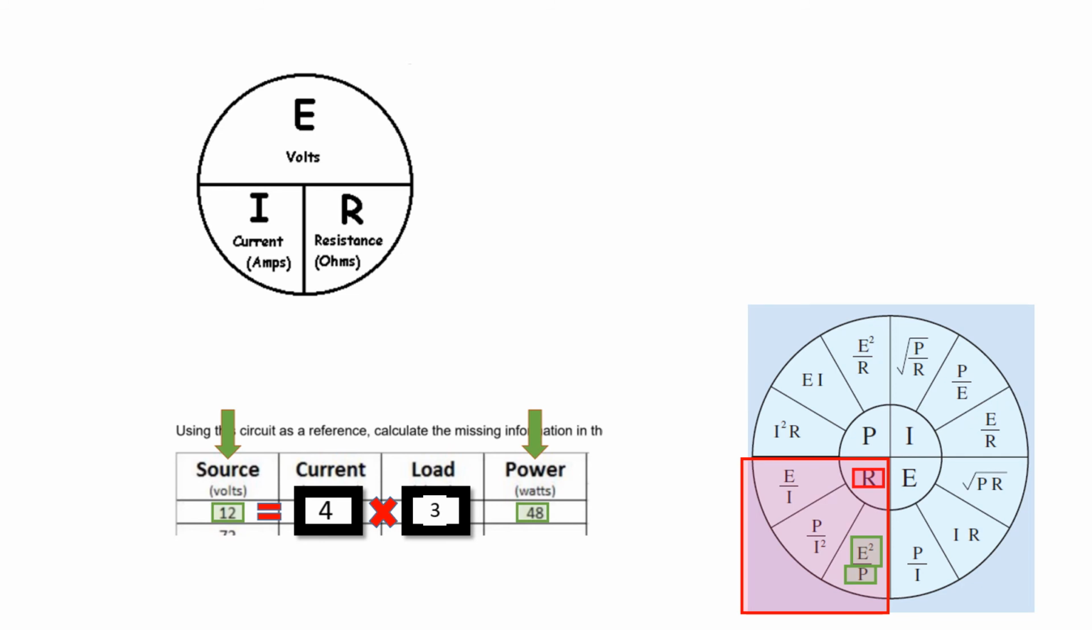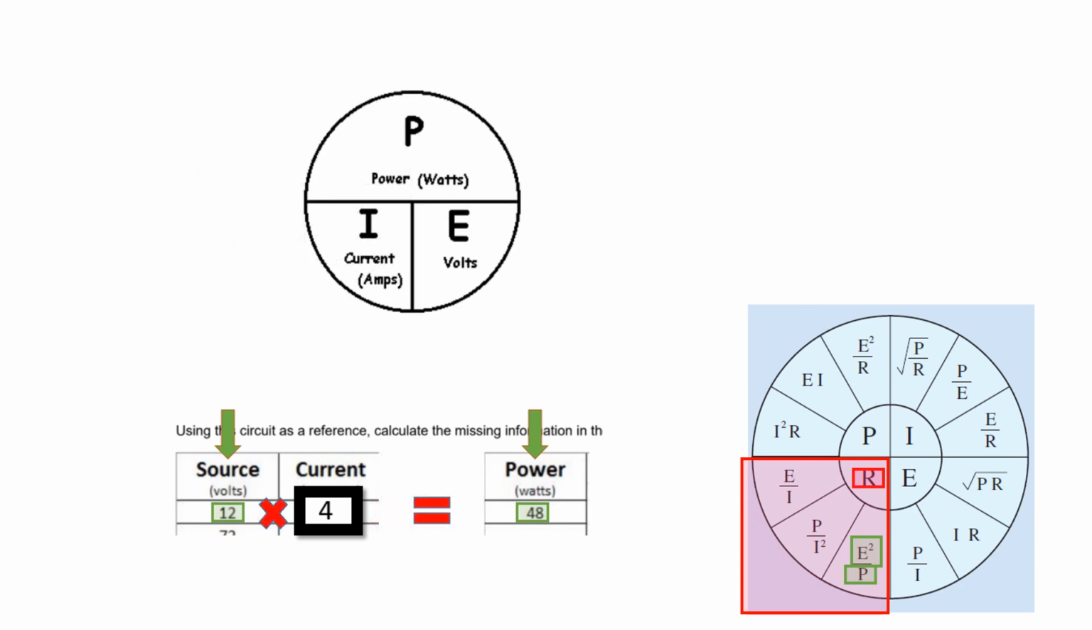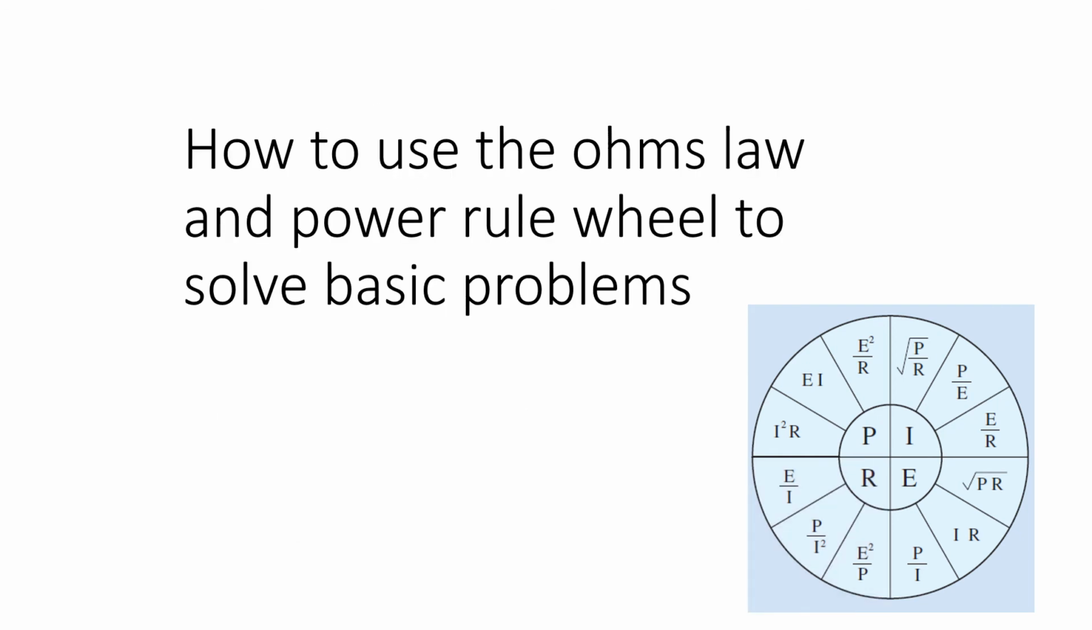4 times 3 should equal 12, and that is correct. On the other hand, if you want to validate the other value, you can use the formula of power: source, or E, voltage, times current equals power. So 4 times 12 is 48, which is correct. I hope that this helps you understand how to use the formulas in the power and Ohm's law wheel to solve problems like the one given in the table.